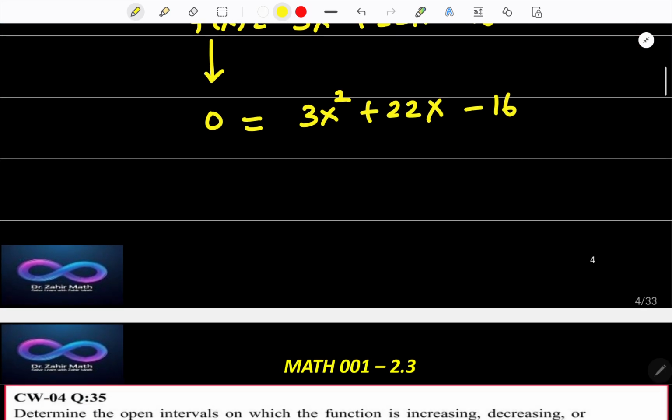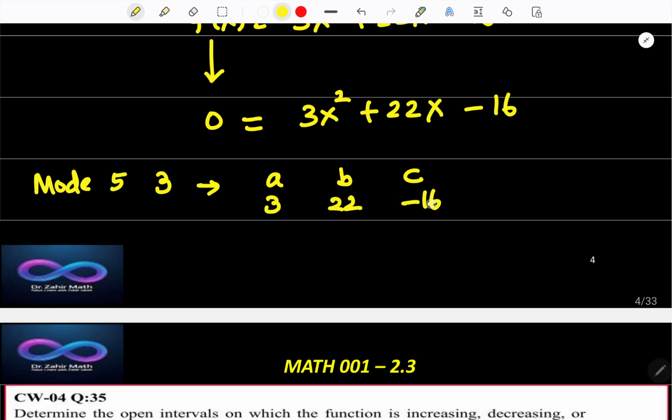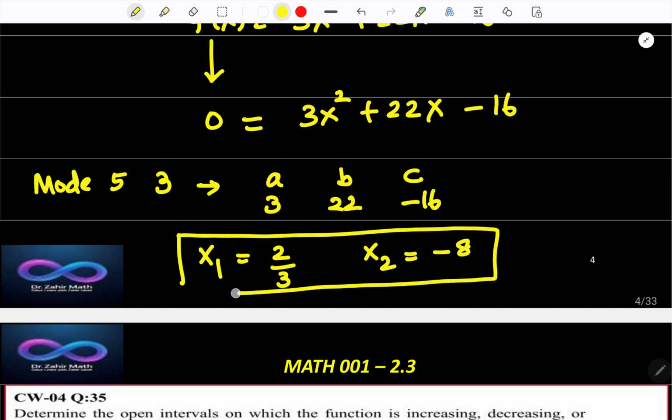Right. Go to the calculator. Mode 5, but then what? 3. So what do you have to give? A, B, C. A is what? 3. B is what? 22. C is what? Negative 16. Right? So if you give that in the calculator, x1 equals 2 by 3 and x2 is equal to negative 8. Clear, all of you? Right.